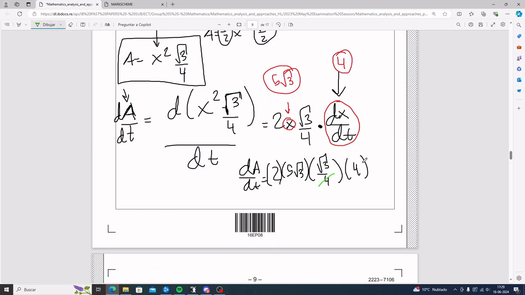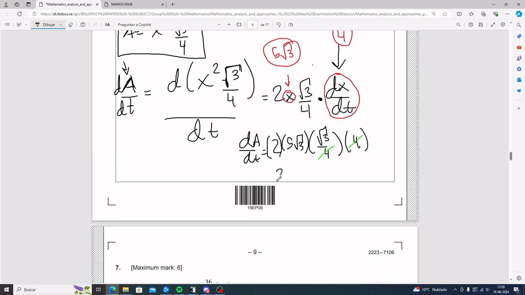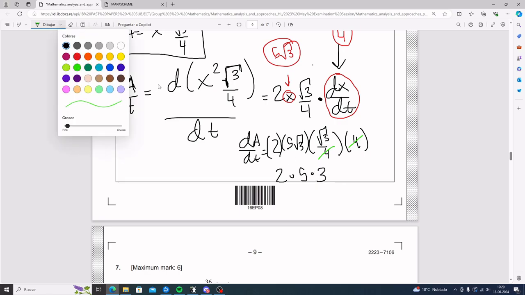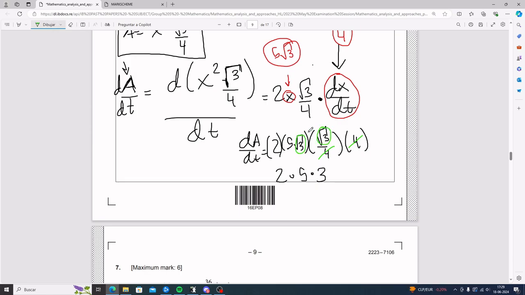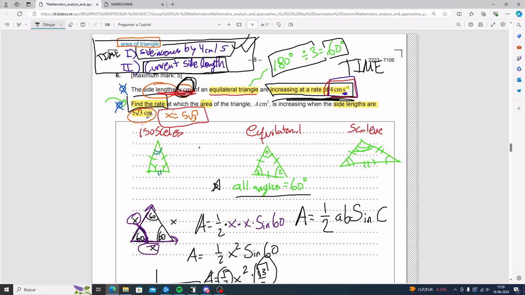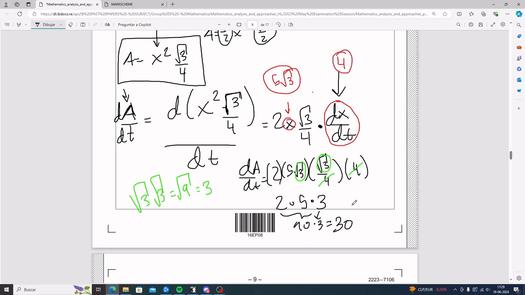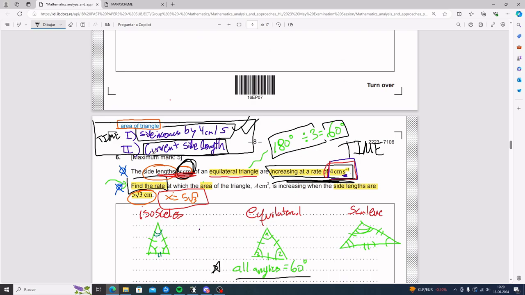See, so this goes away with this, and you can end up with 2 times 5 times 3, because the square root 3 combines with the other square root 3. This times this is going to be the same as this, okay? So 2 times 5 times 3 is going to give you, well, this is 10, so 10 times 3, 30. So really, the rate at which the area of the triangle is increasing with the side lengths is 30 centimeters per second, okay? So that is for number 6.